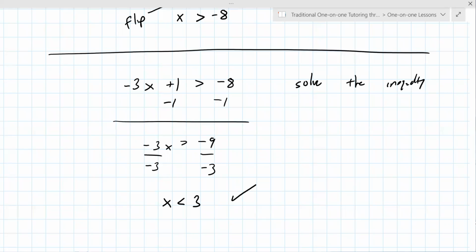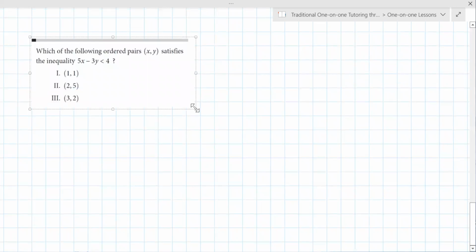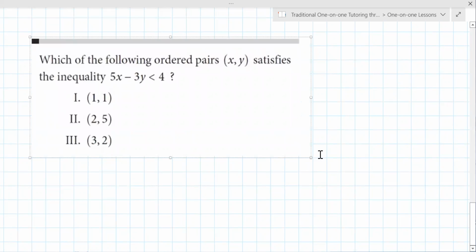All right, now we're going to look at another problem here. Okay, so let me get this snipped in. So we're now going to move to testing points in the inequality. This one says, which of the following ordered pairs, x comma y, satisfies the inequality 5x minus 3y less than 4?